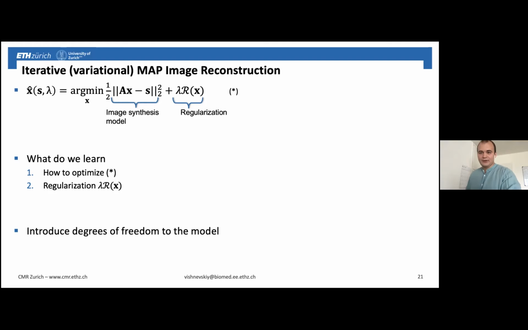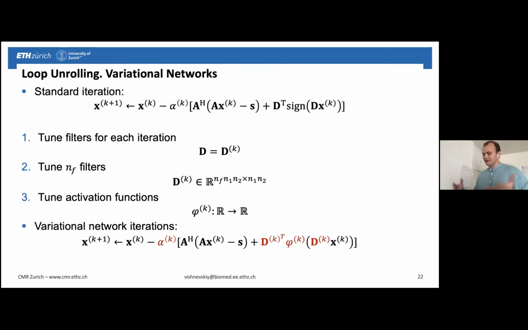So why did we fix the convolution kernel? Why did we choose to penalize the spatial differences, the finite difference of the image? We might want to tune that. And so we relax those iterations in the following way. First, our convolutions can be different at each unrolled iteration. The second thing is that we don't tune only one convolution, we tune the bank of convolutions or filters, NF filters.